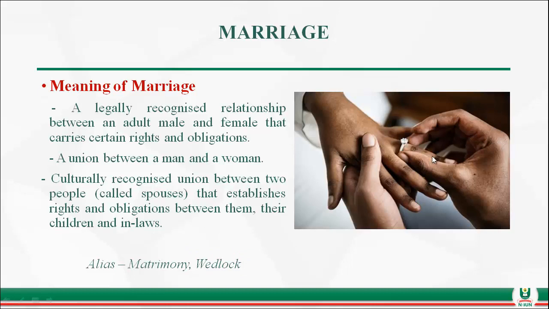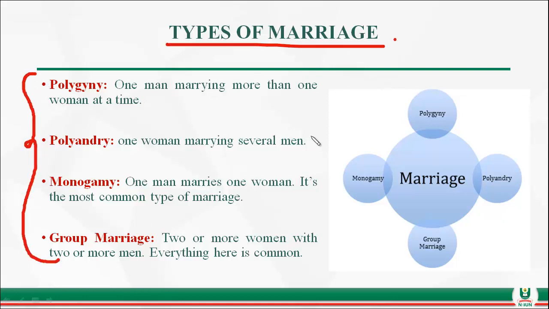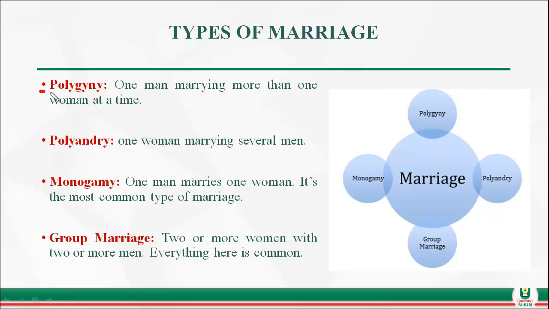So let's now look at the types of marriage. Now, the types of marriage are not really far from the types of families, because family and marriage have a very close relationship. Of course, family is born out of marriage, and that is why the types of marriage also exist in the types of families. The first one is polygyny. Remember we have defined that before. It's a situation where one man marries more than one woman at a time, one man taking 2, 3, 4, 5, 6 wives at a time. That type of marriage is called polygyny.